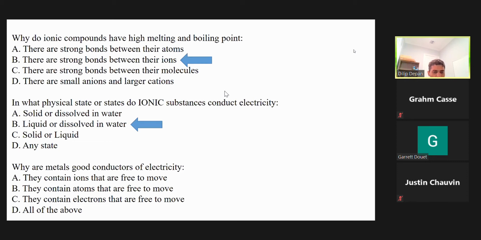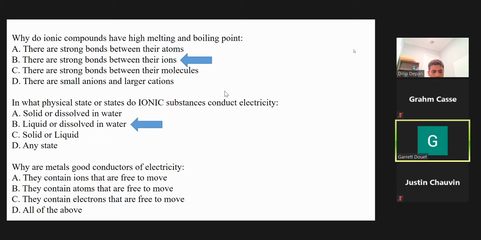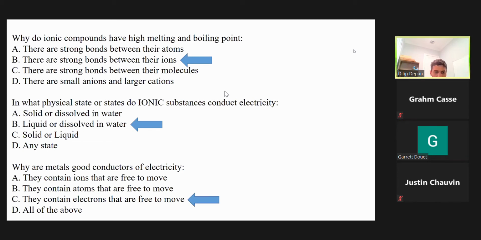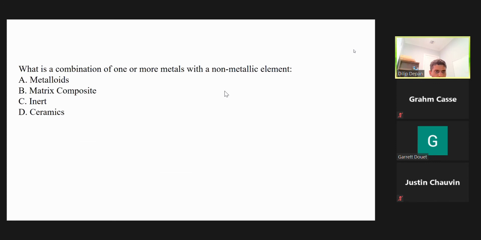Why are metals good conductors of electricity? They contain ions that are free to move, they contain atoms that are free to move, they contain electrons that are free to move, or all of the above. They contain electrons that are free to move. Right answer is C.